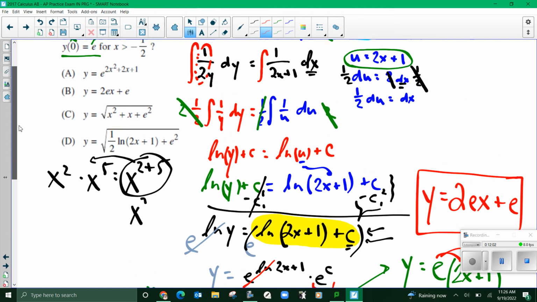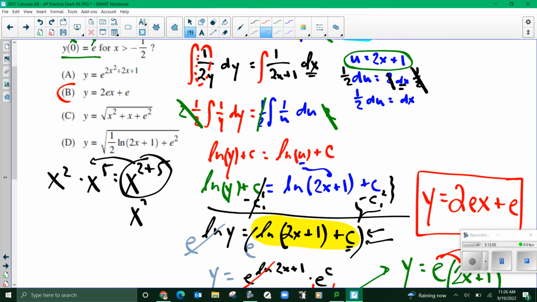And I did. It is choice B. Again, that first one was a layup. This one was a little bit more work.